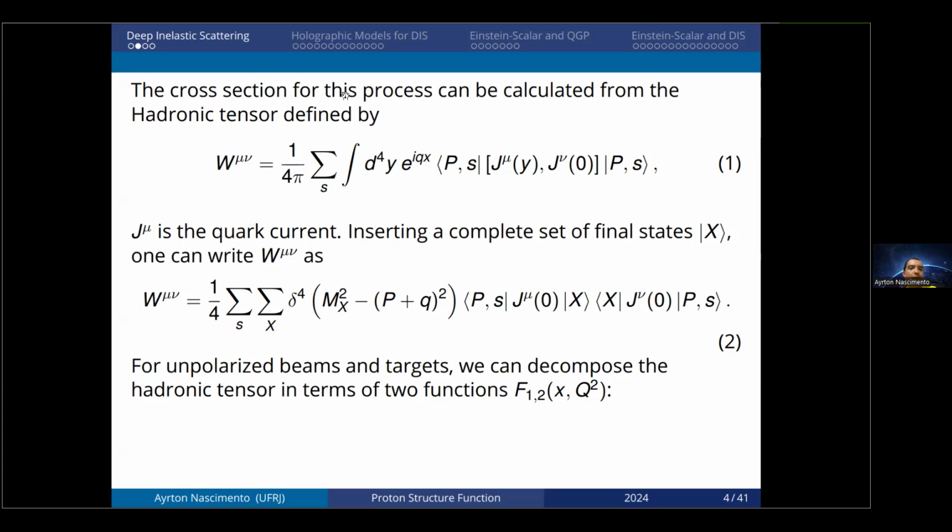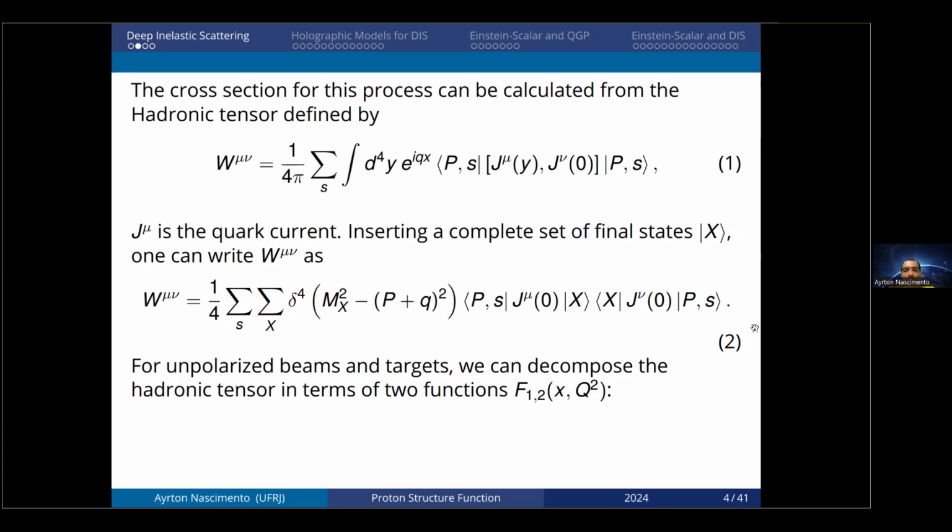you can just use the definition of the cross section, which you can calculate in terms of a hadronic tensor. You can have another tensor in this process, but the one relevant for us is this W^{μν}, given by equation 1. This is the hadronic tensor, and J^μ is the quark current related to the process. Okay, so we can work this further out, inserting a complete set of final states. We can write the hadronic tensor like this, equation 2.